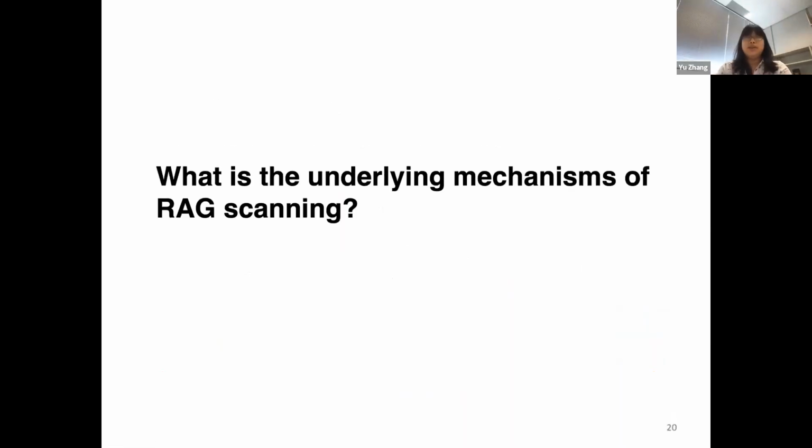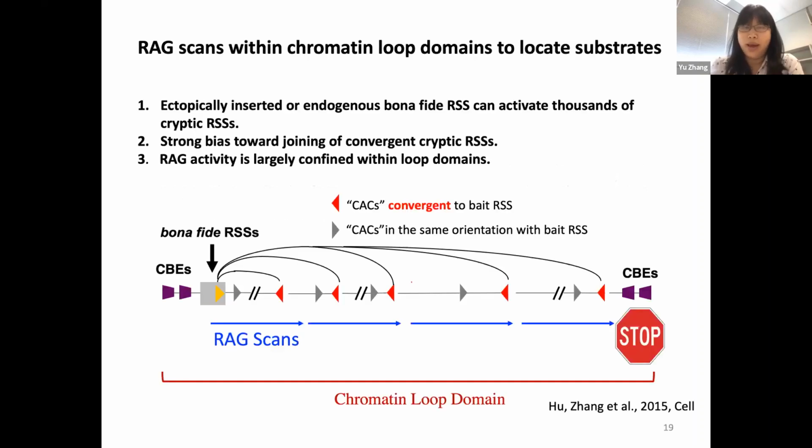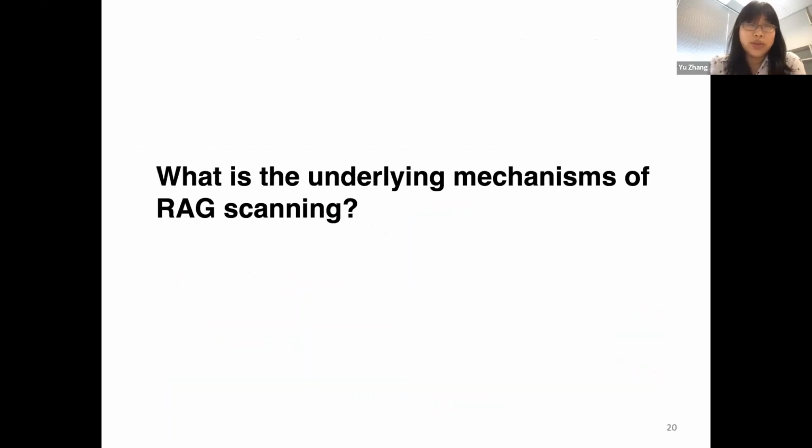Okay, so then the next question we asked, oh, there's one thing I have to note. This RAG scanning activity helps provide a mechanistic basis for the recurrent interstitial deletions found in many leukemias and lymphomas. So the next question we ask is, what are the underlying mechanisms of RAG scanning?